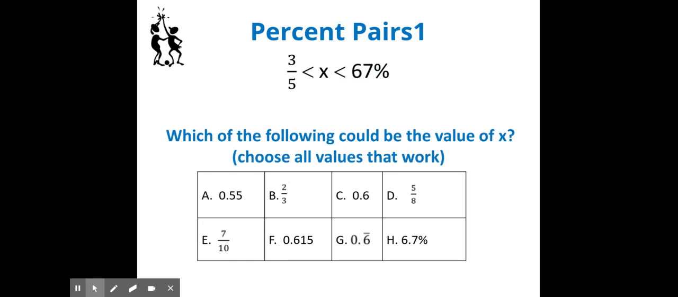Which of the following could be the value of x? Choose all values that work. Read the inequality at the top. Read it out loud to yourself. If you read it correctly, the inequality says 3/5 is less than x, which is less than 67%. We'll break that down, make that a little more logical. Basically, you're saying x can be any number, any value, as long as that value is greater than 3/5, but less than 67%.